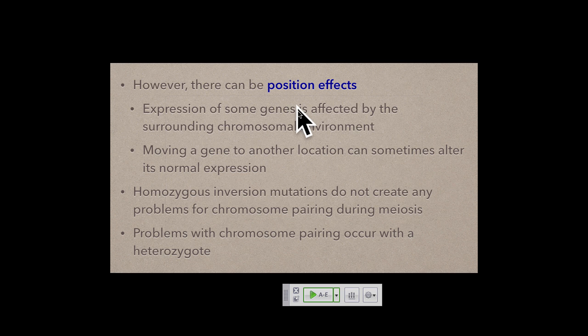Okay. So the main thing we're going to be looking at is the very question that was raised down here: what really happens during meiosis and crossing over? So we're not going to really worry about genetic effects on gene expression. We'll assume that's not much of an issue.